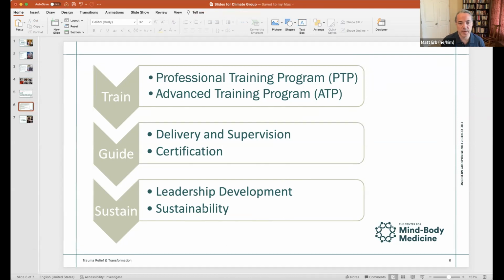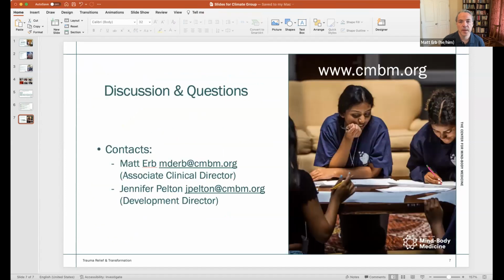And the long-term sustainability. So this is kind of an overview of train, guide, and sustain when we go in and partner with communities and organizations. And basically that is my overview of what we do.